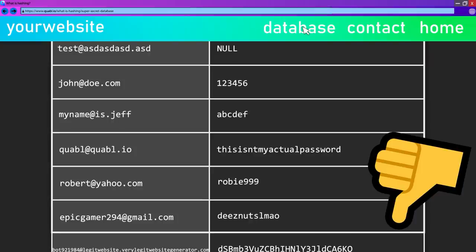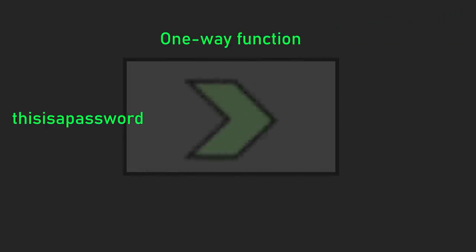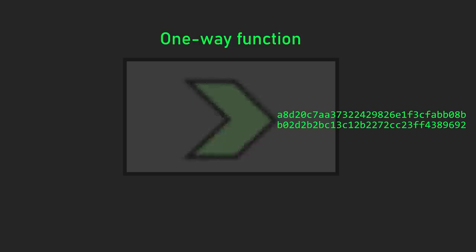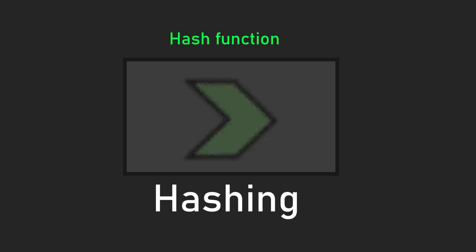That is not good. What we do here in the post-Stone Age world is that we take the passwords and run it through a one-way function that obfuscates the input, turning it into something completely new. This is called hashing. Here's the trick.